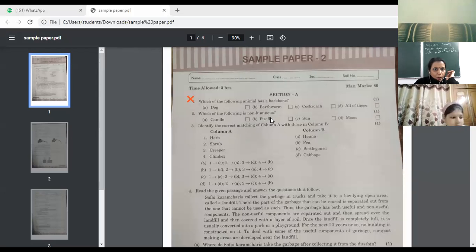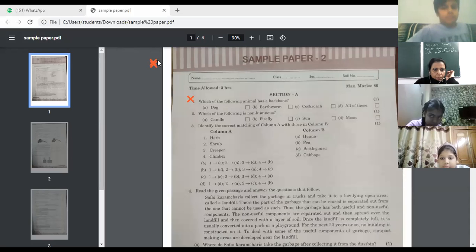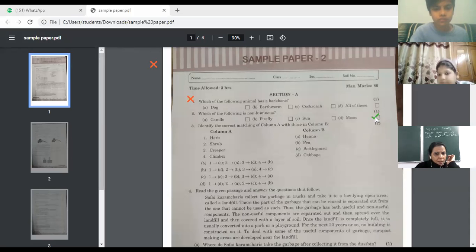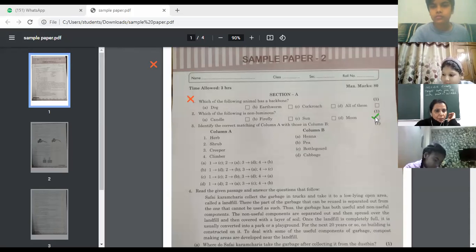Which of the following is non-luminous? Yes, Redhima, you have raised your hand. Ma'am, the answer is firefly. Okay, the correct option you are saying is... Firefly is luminous. Ma'am, moon. Moon will be the answer. Yes, the moon does not have its own light. It takes light from the sun and then reflects the light of the sun. So candle is luminous, firefly is luminous, and the sun is the source of energy.